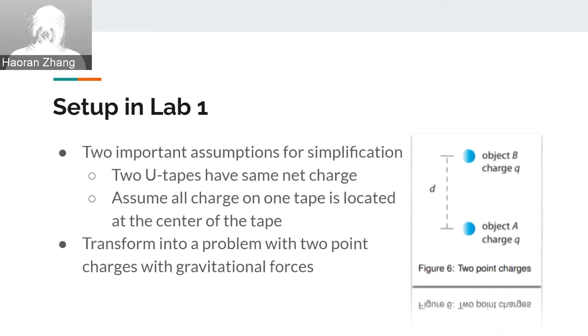In Lab 1 setup, we made two important assumptions for simplification. The first is that the two U-tapes have the same net charge. The second is that we assume all charges on one tape is located at the center of the U-tape. With these assumptions, we transform the problem into a model with two-point charges with gravitational forces.